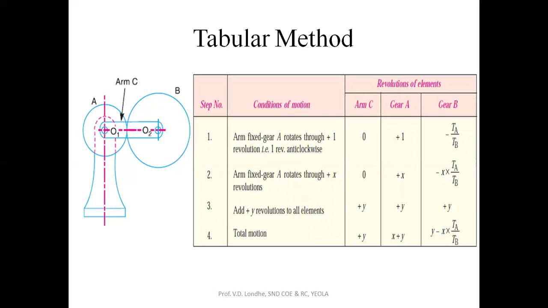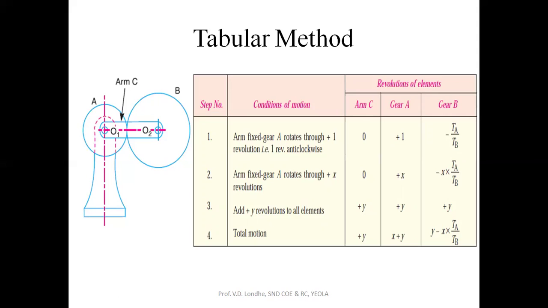What is the basic difference between simple, compound, reverted and epicyclic gear trains? In simple, reverted and compound gear trains, the positions of the gears are fixed. But for the epicyclic gear train, this is one wheel, this is another wheel, and both of these wheels are attached with the help of an arm. So each of the wheels has relative motion with respect to each other. Our first method, the tabular method for solving gear train problems, is applicable to the epicyclic gear train.